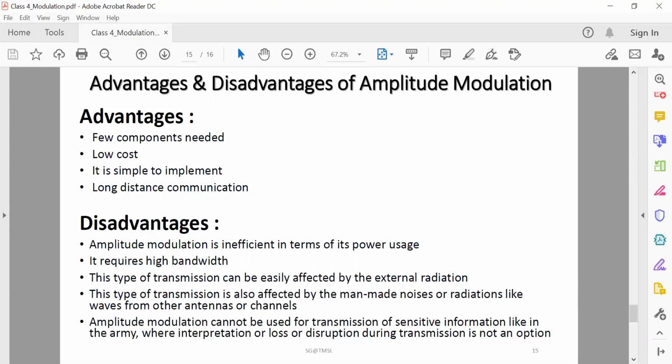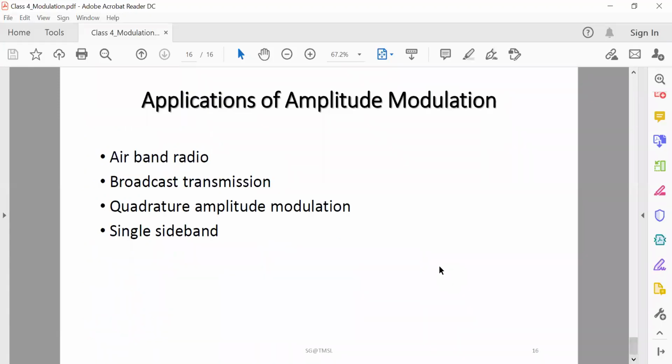Different applications are also there for amplitude modulation, like air band radio. It is used in the aerospace industry, like very high frequency transmission made by airborne equipment, which still uses amplitude modulation. The radio contact between ground to ground and also ground to air uses these amplitude modulation signals.